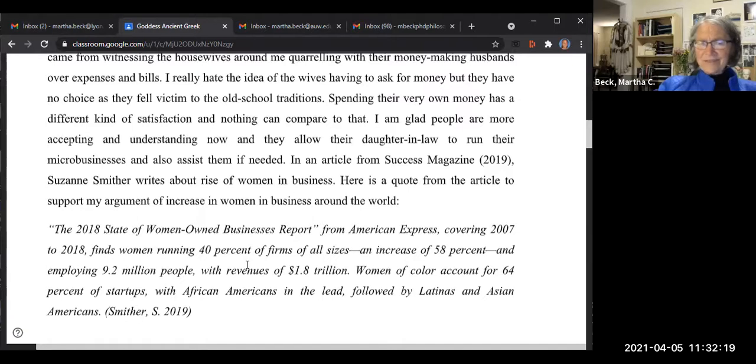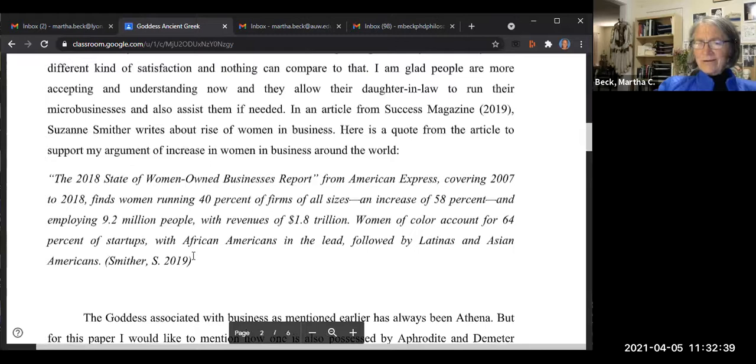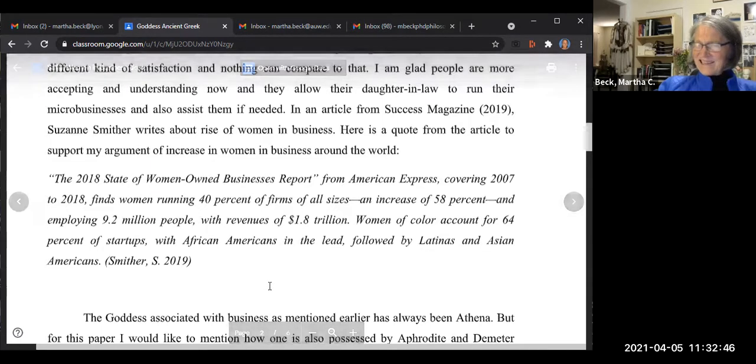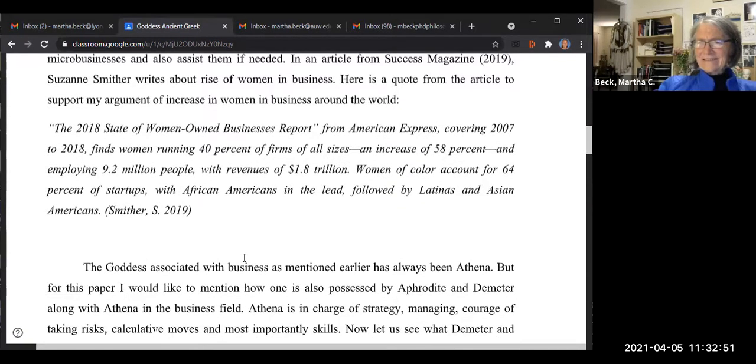It sounds to me like America, right? State of women-owned businesses. It really sounds like the data is talking about American women. Because why would they just talk about African Americans, Latinas, and Asians? You know? So that would be my guess.